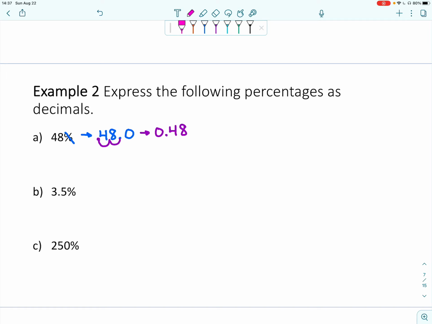Then the second one, 3.5%. Again, I'm going to remove the percent sign. So that leaves us with 3.5. I'm going to move the decimal point 2 places to the left. I have this empty space here. When I go to write the number, I'm going to fill that empty space with a 0. So 0.035.